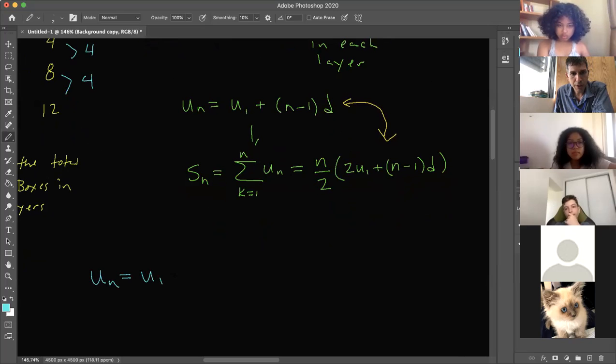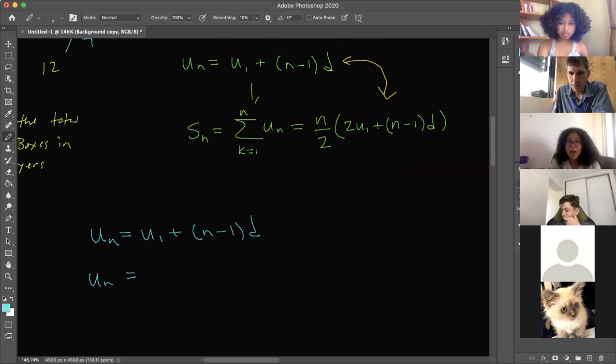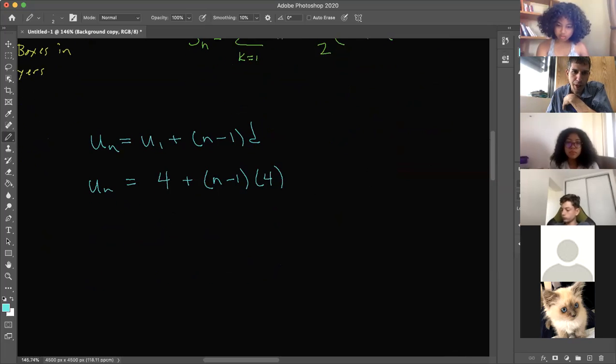And so the first thing we want to do is write u_n, which is the number of boxes per layer. If we want to know how many boxes are in every layer, we just use this formula. What is u_1 in this case? 4, very good. And then I'm going to do plus (n minus 1), and d we said was 4. So let's find out how many boxes are in the 12th layer. Can you guys find u_12?